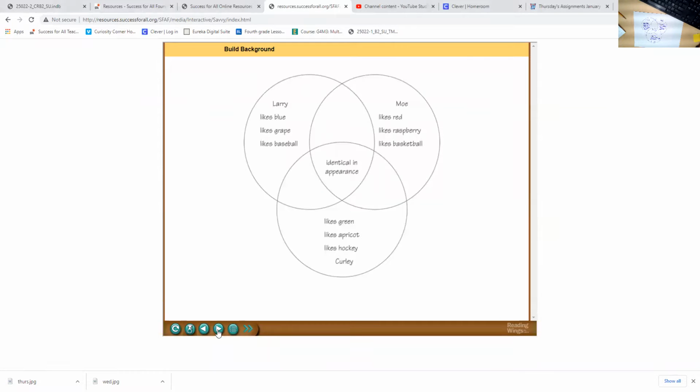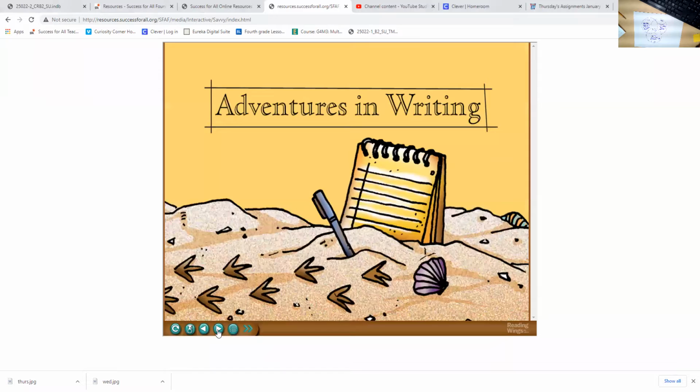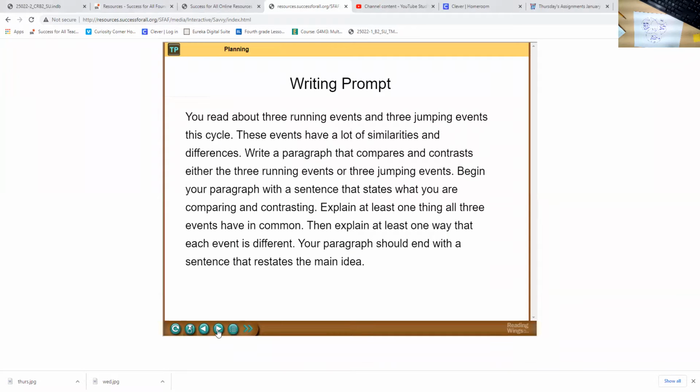Okay, and so this is what Ms. Schrack just did, so I'm going to keep going. It says, you read about 3 running events and 3 jumping events in this cycle. These events have a lot of similarities and differences. Write a paragraph that compares and contrasts either the 3 running events or the 3 jumping events.